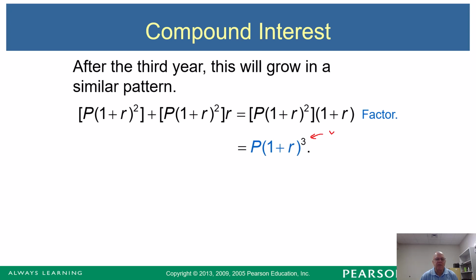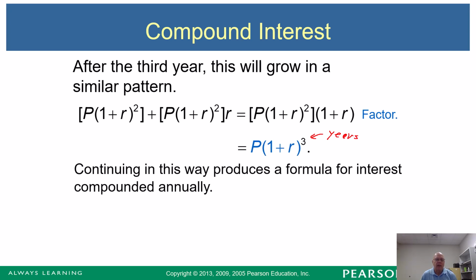Remember, the 3 represents years that investment is making money for you. If you continue like this, or leave your money in longer, here's a formula, but don't memorize this one.